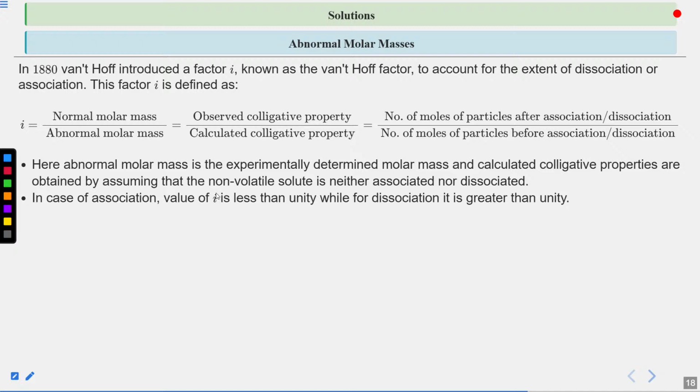Now in case of association, i will be less than unity. What is the meaning of this? It means the value of i will be less than 1. If you take the case of association, then the number of particles before association will be greater, because initially we have one ethanoic acid and now we have two such ethanoic acid molecules joined together. So 2 are the initial ones and 1 is the final one. Therefore the number of particles after association is less. That means this value is smaller and this value is greater, so of course it will give you an i value less than 1.